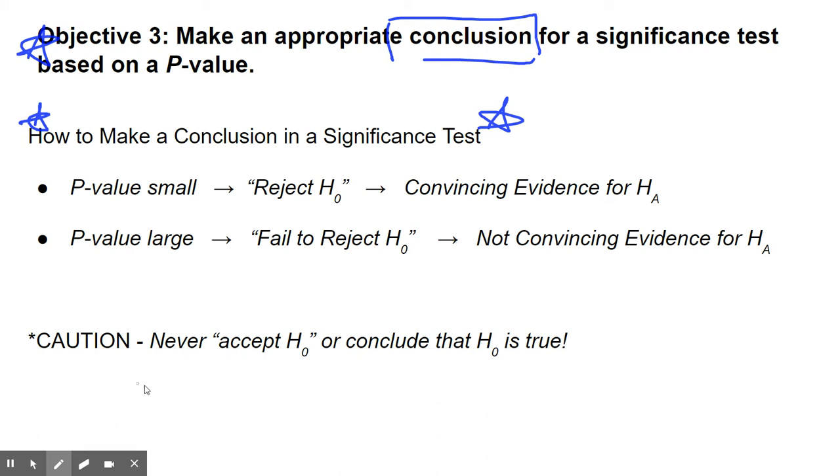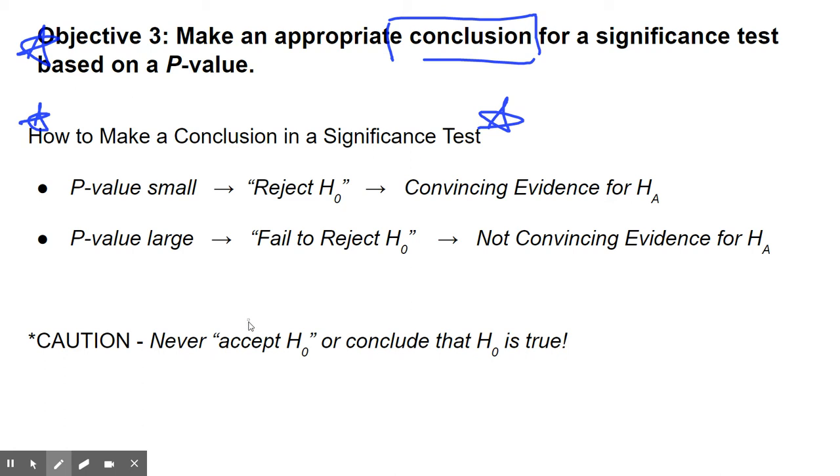Again, caution. We never accept the null or conclude that it's true, right? It is a value, it's out there, but we could always try to adjust our alternative to disprove the null. So again, never accept. We either reject the null or we fail to reject the null. Do not accept the null.